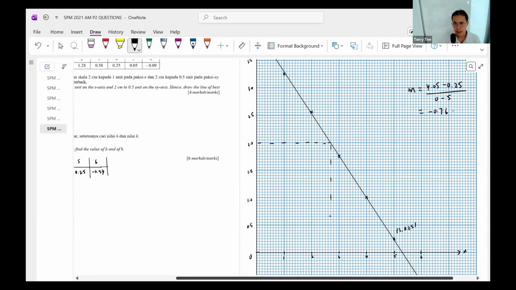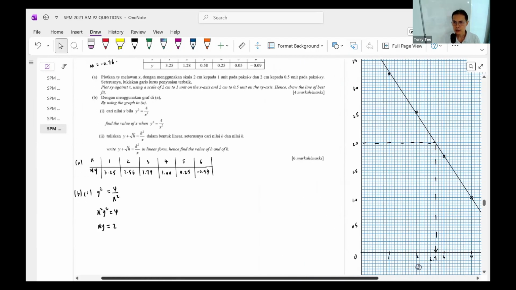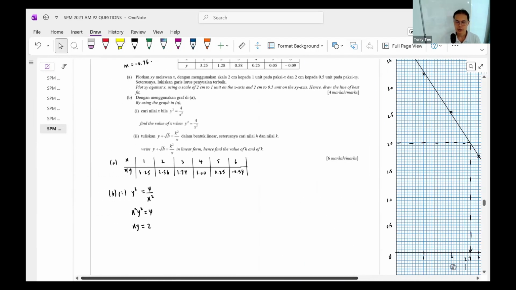So as you move down, you will get this 2.7. 2.7, right? So this is 2.7, everybody. So from the graph, your x is 2.7.